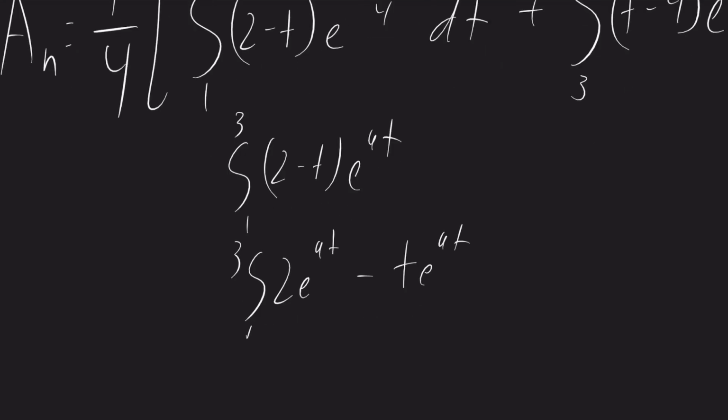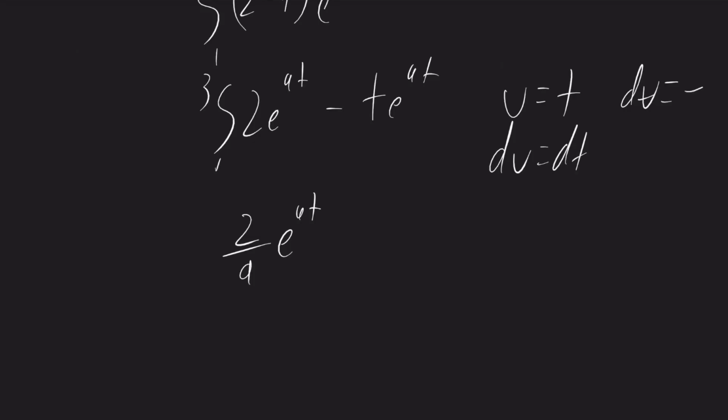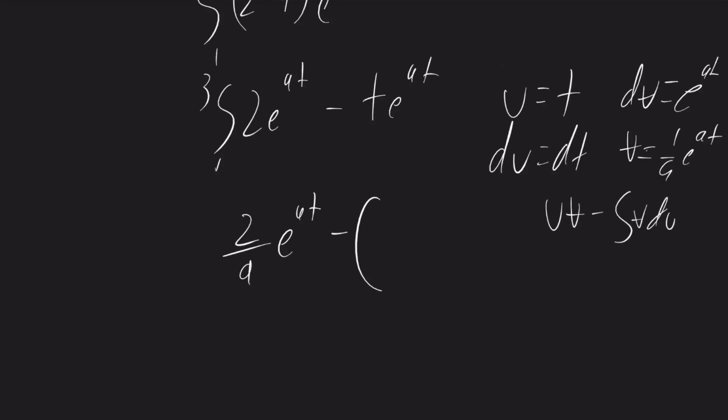This first part can be evaluated directly. It's going to be 2 over a, e to the at. This next part we can use integration by parts. U will be t, du will be dt, dv will be e to the at, v will be 1 over a, e to the at, and it's u times v minus the integral of v du. So it'll be te to the at over a minus the integral of 1 over a, e to the at.